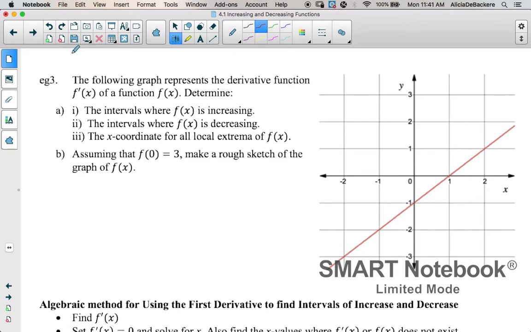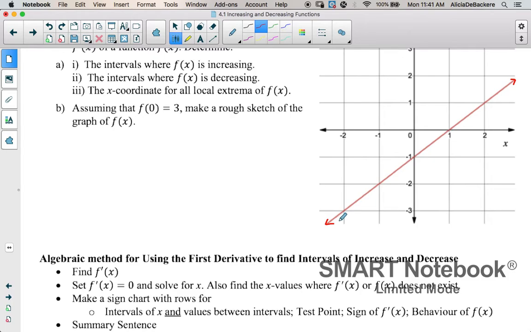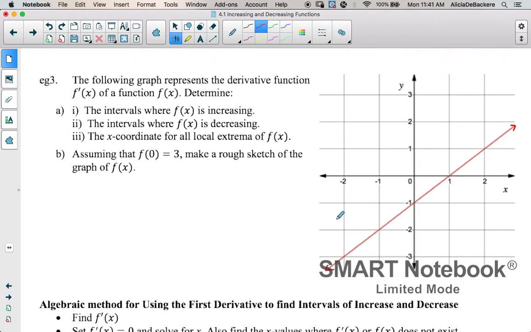All right, example 3. The following graph represents the derivative function. So this time they've given us the derivative, and there are little arrows at the end of this. We don't know what the original function looked like. So what I'm going to do is kind of piece together what I can figure out about the original function. So I want to know where the original graph was increasing. Now remember from our definition in the box on the first page, increasing means that the value of the derivative or the slope of the tangent is positive.